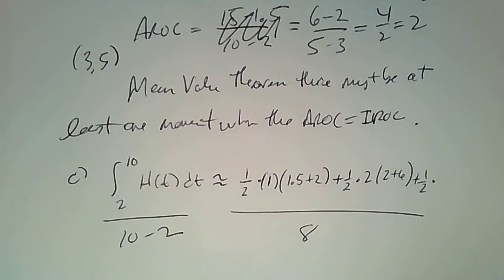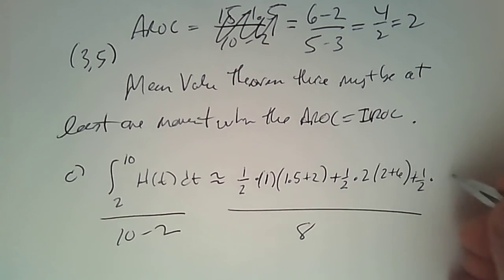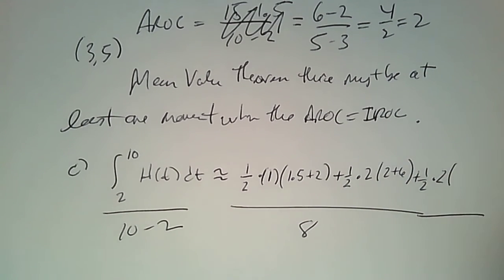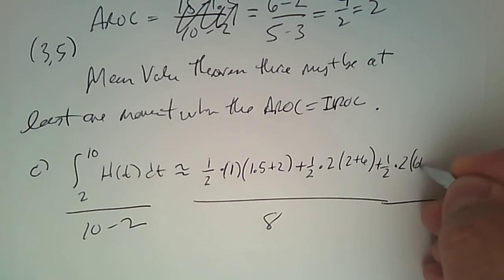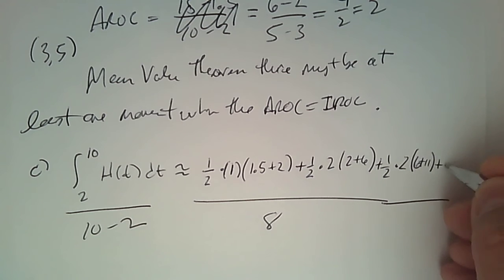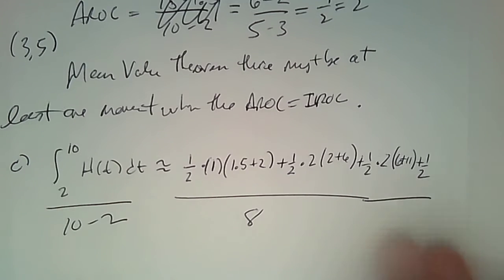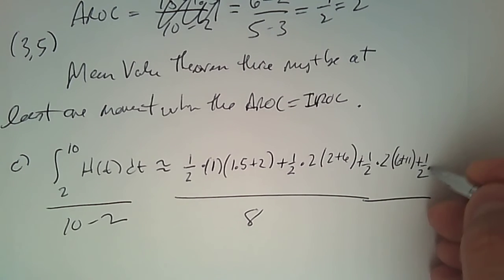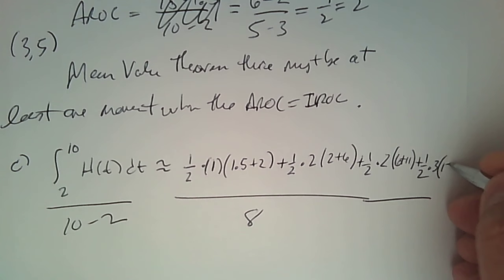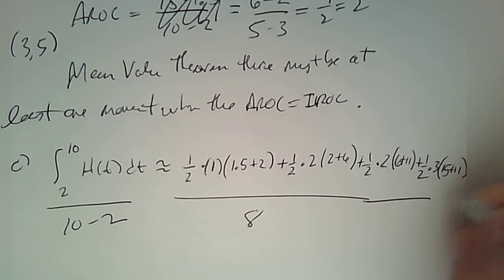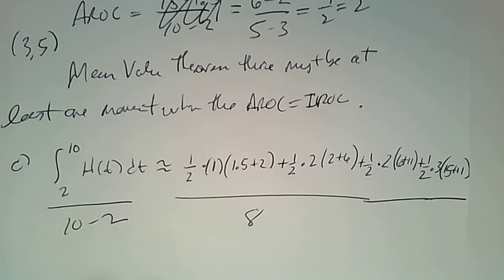Let's do it again. 1/2. Now it's between 7 and 5, which again is 2. I hope I don't run out of room. The 2 heights are 6 and 11. I'm going to squeeze this in. And then one more time, 1/2. Now it's 3. And the 2 heights are 15 and 11. And that's all divided by 8, and that's it.